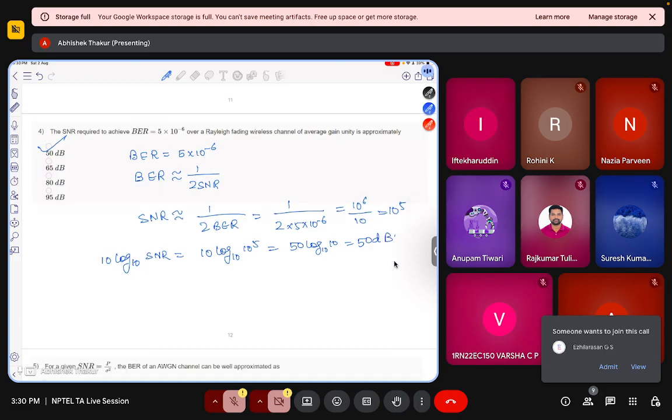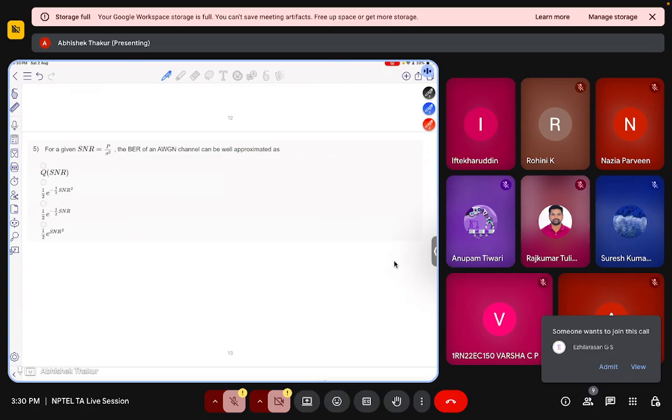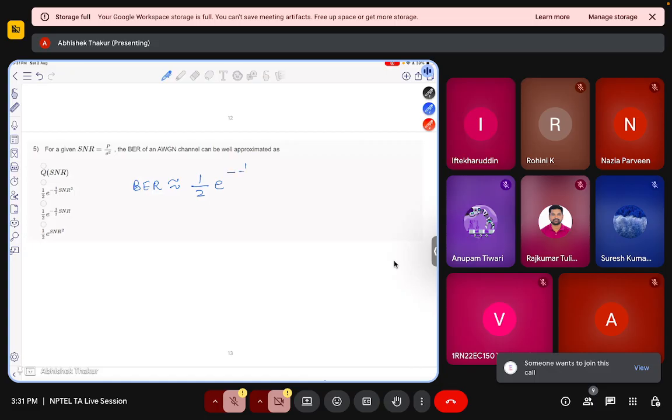Now coming to question number 5. For a given SNR, power by noise ratio, the bit error rate of an AWGN channel can be well approximated as. So this is taught in the lecture. Like for SNR, P by sigma squared, the bit error rate is approximated as half e to the power of minus half SNR. So option C is the correct answer. The derivation is done in the classroom.